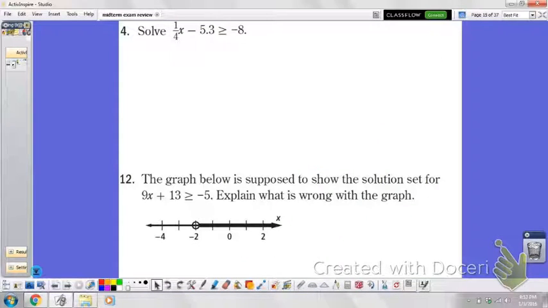Next problem, I have an inequality to solve, so I need to solve 1/4 x minus 5.3 is greater than or equal to negative 18. I'm going to solve this just like a normal inequality. So I'm going to add 5.3 first to both sides. 5.3's on the left cancel out.